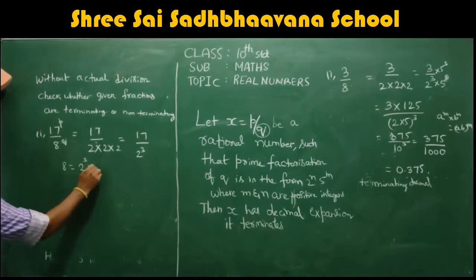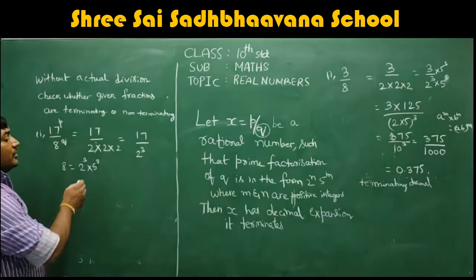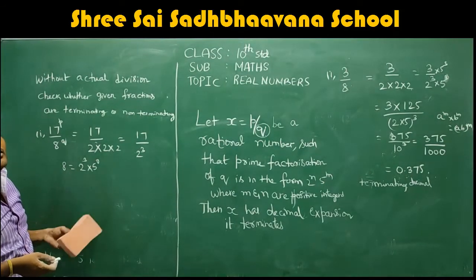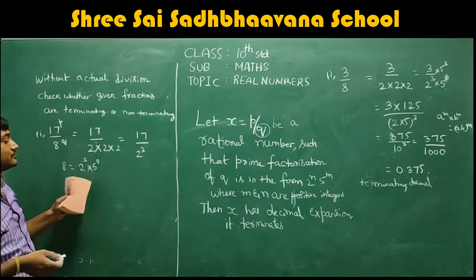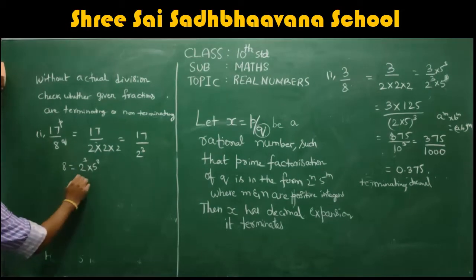So 2 power 3. Can you write 5 power 0? Anything power 0 is 1, and anything multiplied by 1 is the same number itself. So we don't have 5, but can I write it as 5 power 0? Correct. So 5 power 0 you can write. So we are able to write this 8 in the form of 2 power m into 5 power n.